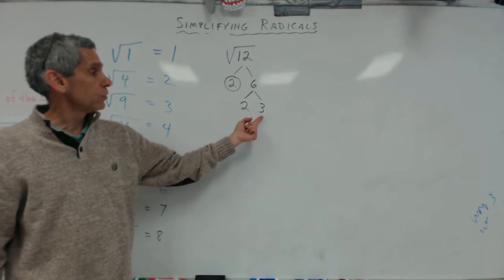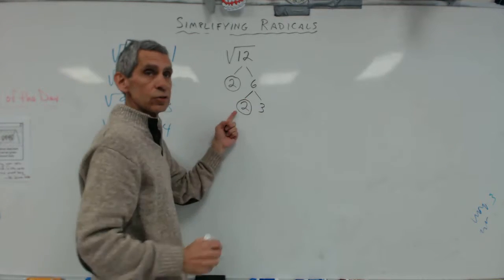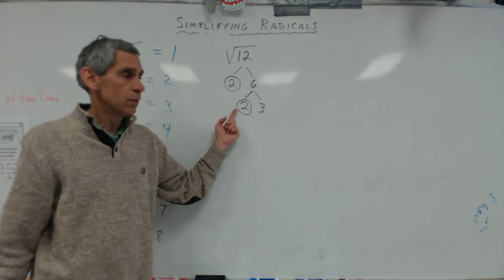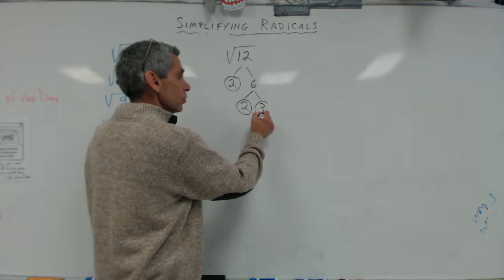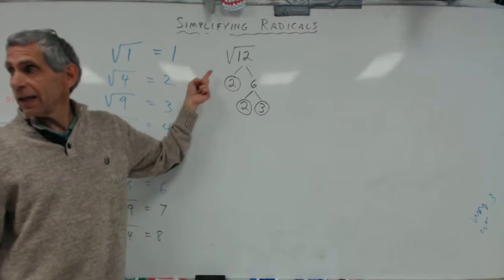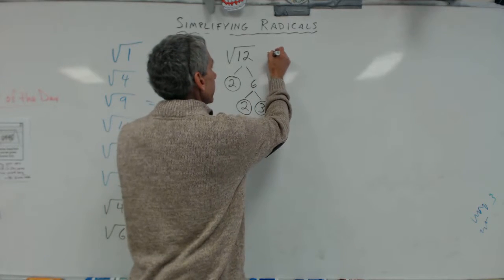So I got 2 times 3. 2 is a prime number. The only thing that goes into 2 is 1 and 2. And the only thing that goes into 3 is 1 and 3. So that's a prime number. So I know that 12 is the same as 2 times 2 times 3. Agree with me? Okay, so I'm going to write that down.